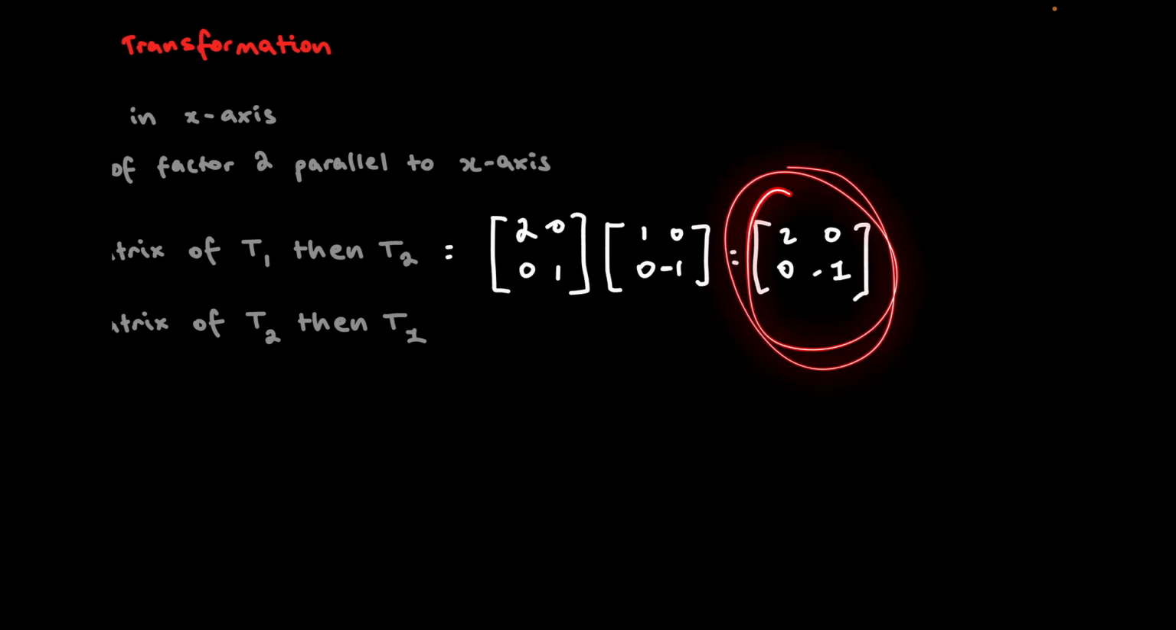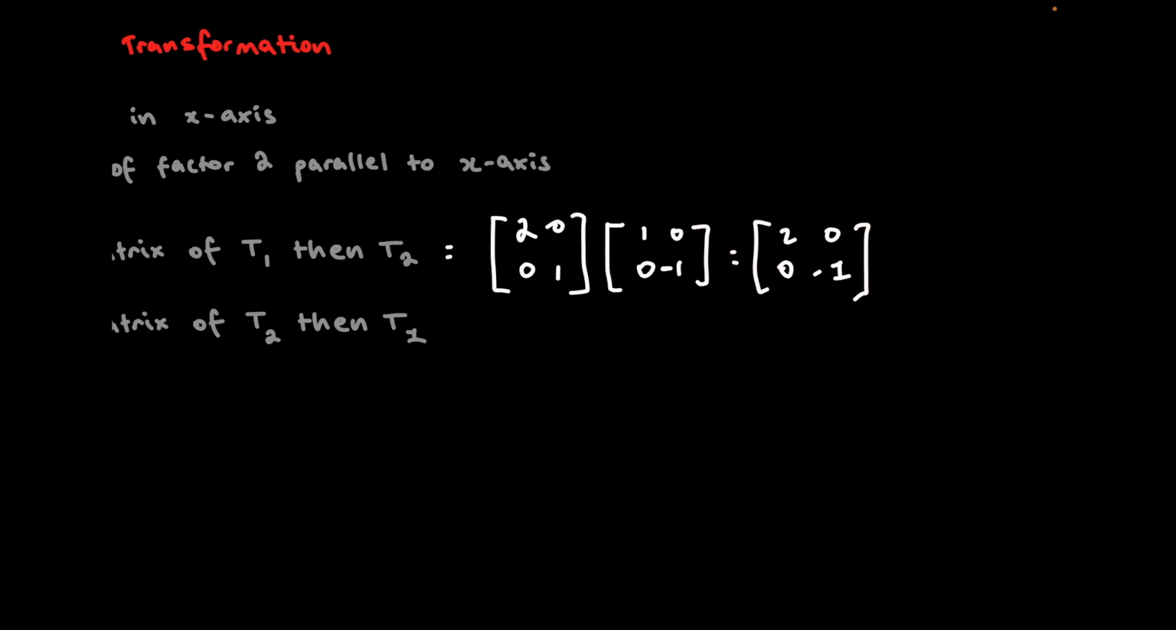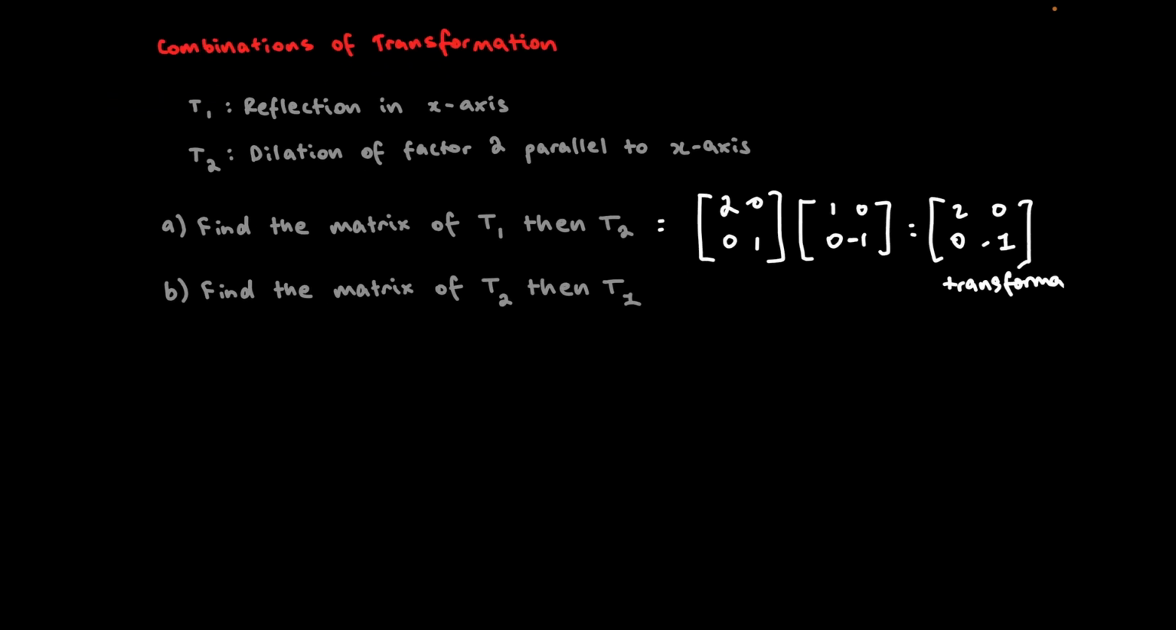This is your transformed point. Okay, this is your transformation matrix. So now we do the same thing in part B, except this time we swap the order. We do T2 then T1. And let's check if the order actually matters in this case particularly.